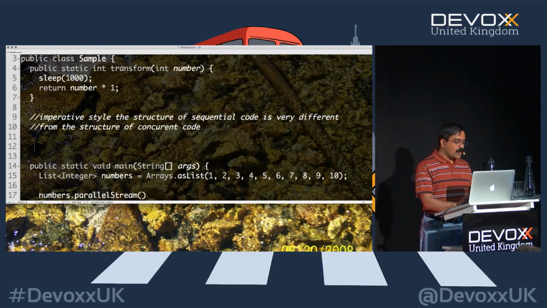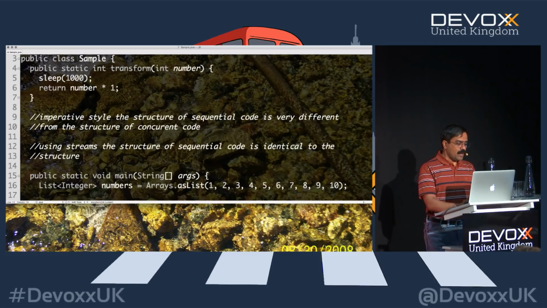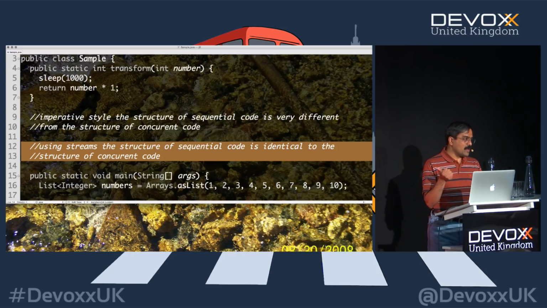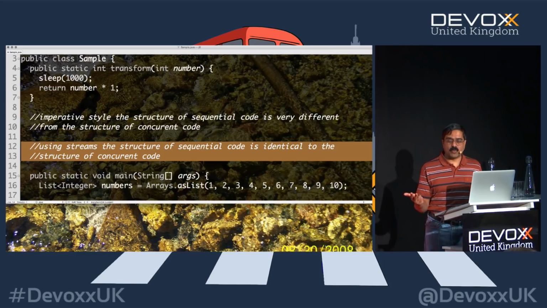But the beautiful thing about the Streams API is that one of the biggest benefits is the structure of the sequential code is identical to the structure of concurrent code. And this is a huge benefit when it comes to reasoning about the code, maintaining the code, and the ability to test the code as well. Those things make a huge difference.